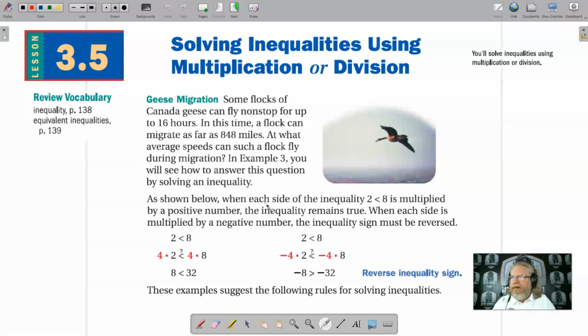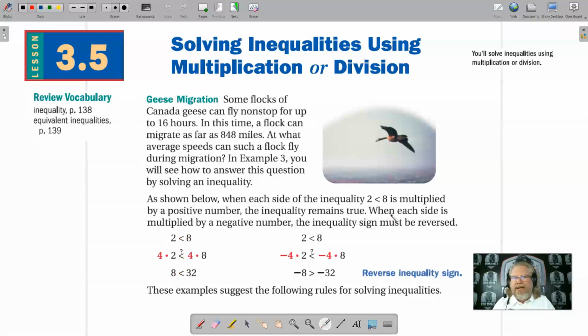As shown below, when each side of the inequality, 2 is less than 8, is multiplied by a positive number, the inequality remains true. So we see here the first one on the left, 2 is less than 8. We're going to multiply it by a positive number. In this case, they're multiplying by 4. So 4 times 2 is 8, and 4 times 8 is 32. And 8 is less than 32, just like 2 is less than 8. So notice that the sign has remained the same all the way throughout.